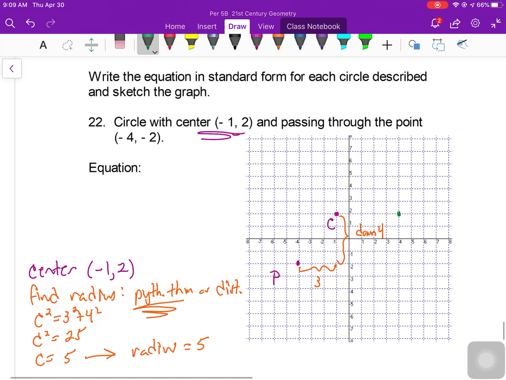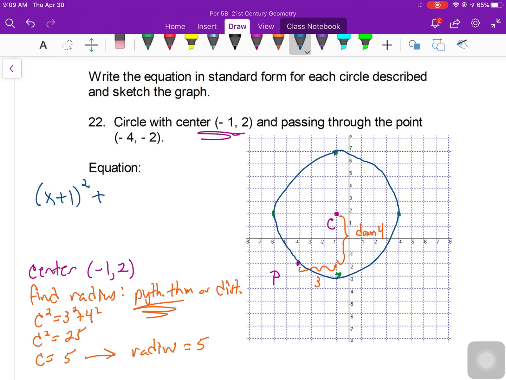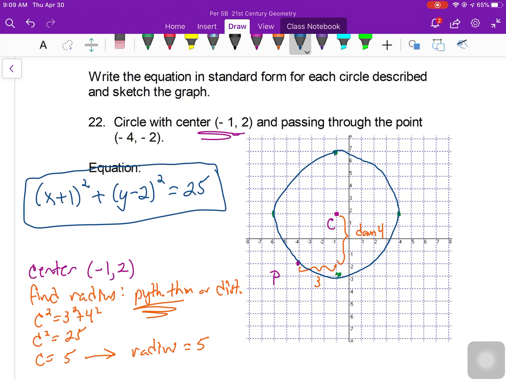I can go ahead and sketch the graph. From that center, I'll go to the right 1, 2, 3, 4, 5. Then I'll go up 1, 2, 3, 4, 5. Then left 1, 2, 3, 4, 5. And then down 1, 2, 3, 4, 5. And I'll go ahead and sketch that particular circle. Again, it does not have to be perfect. We just want to go through the points that we can. For our equation, we'll have x plus 1 squared, again, the opposite of the center point, and then y minus 2 squared, and the radius squared would be 25.